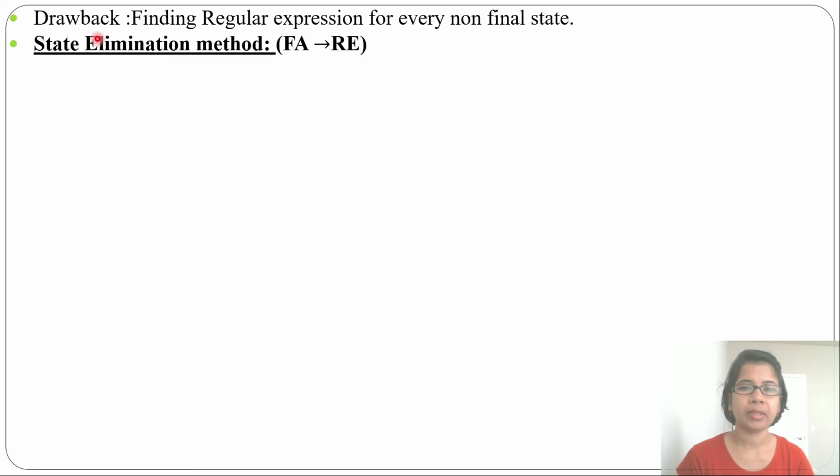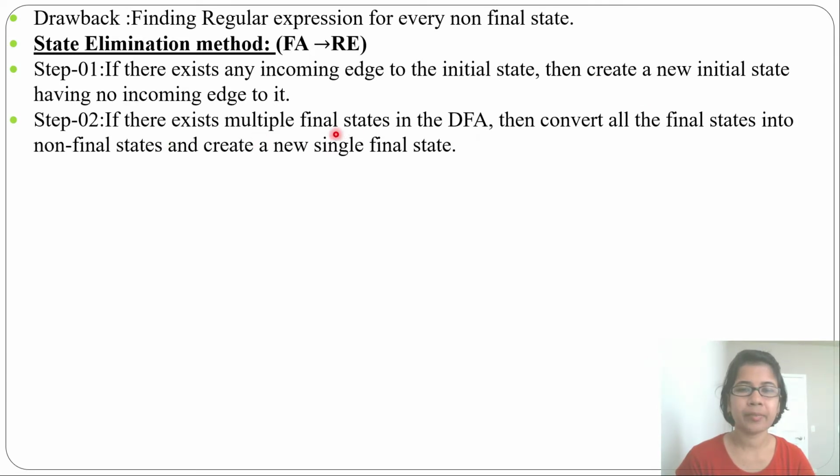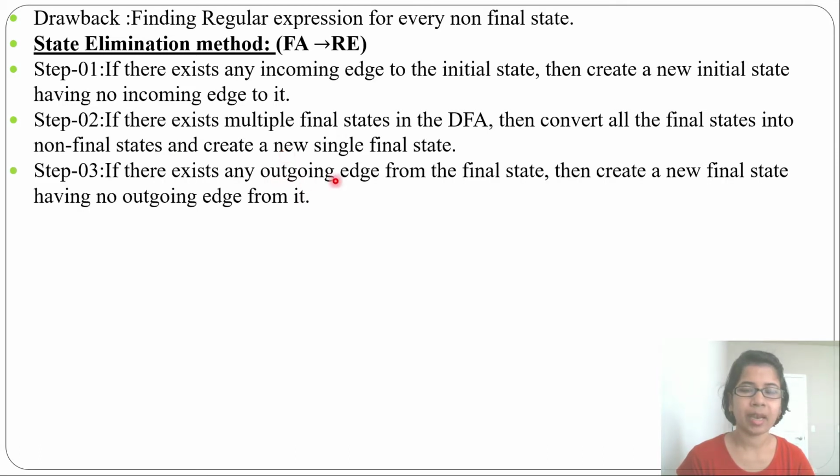In the state elimination method there are some rules. We just follow those rules and eliminate the states. So first step, if there exists an incoming edge to the initial state, then create a new initial state having no incoming edge. Step 2, if there exist multiple final states in the DFA, then convert all the final states into non-final states and create a single new final state. Step 3, if there exists any outgoing edge from the final state, then create a new final state having no outgoing edge. For the initial state, there should not be any incoming edge. For the final state, there should not be any outgoing edge. And there should be one final state.